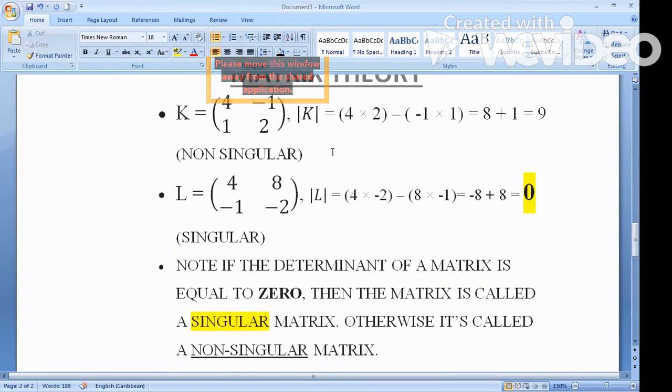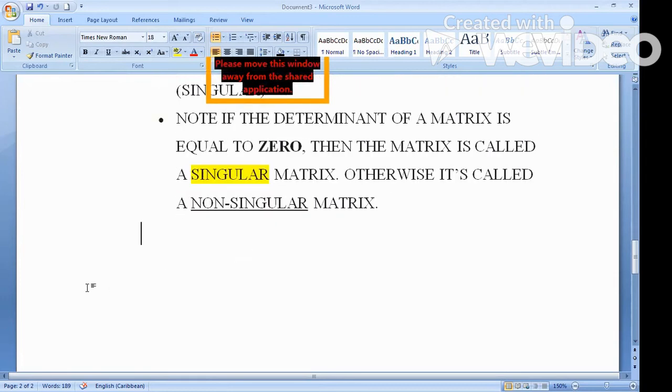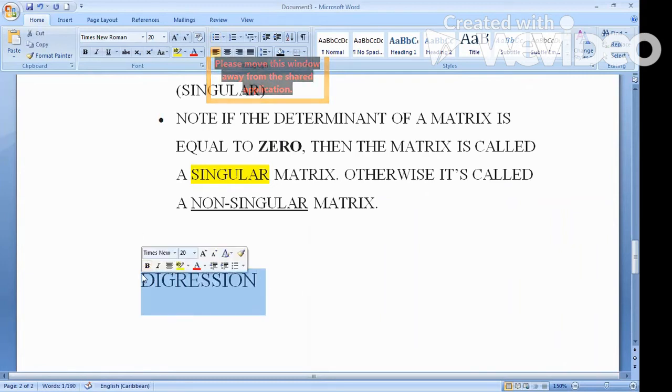Before I go on, we're still going to look at the determinant of a matrix, but let us divert a little bit. We're just going to digress a little. Digression. But it is connected to what we're doing.